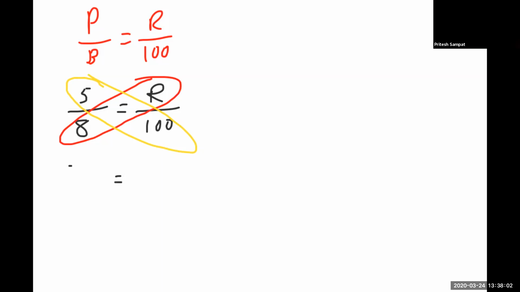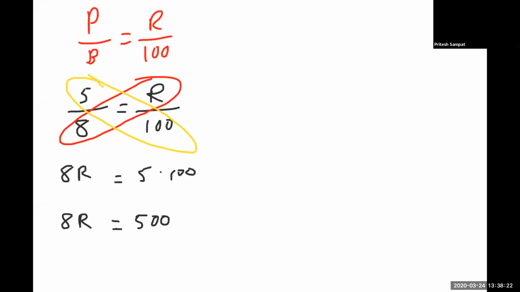So I could have 8r over here, 5 times 100 over here. And you want to keep that vertical line up when you're solving these out. So obviously we know this stays as 8r. On the right side, this will become 500. That'll be the product of 5 multiplied by 100.